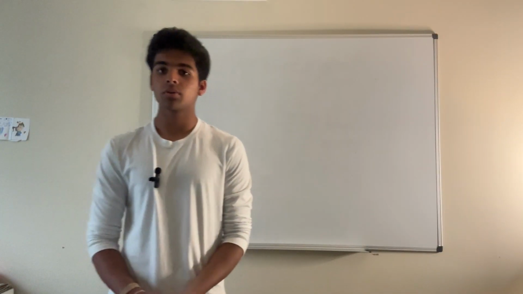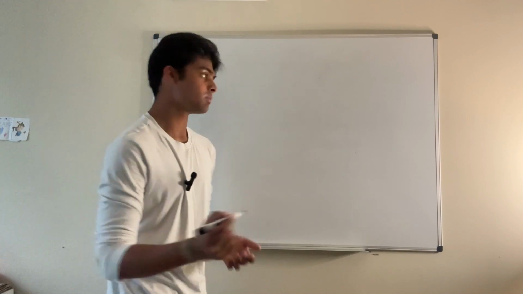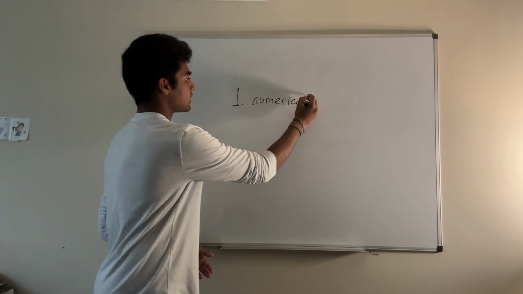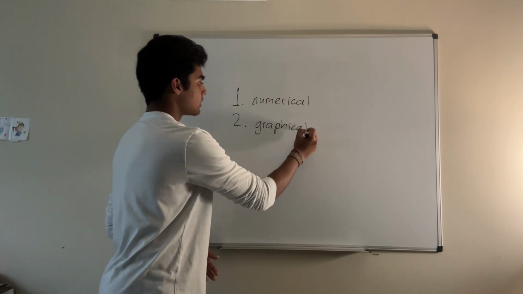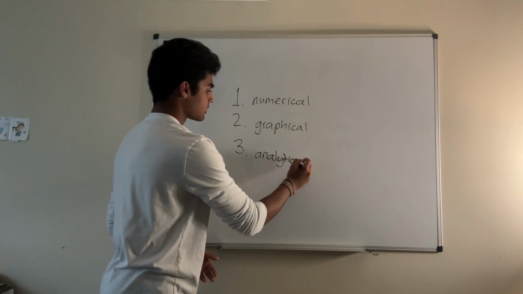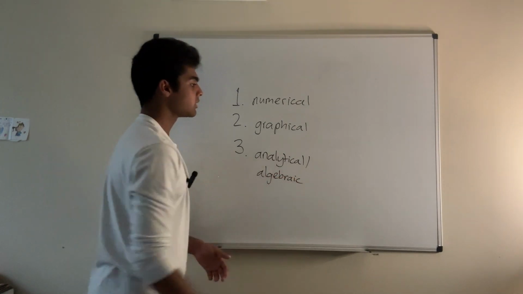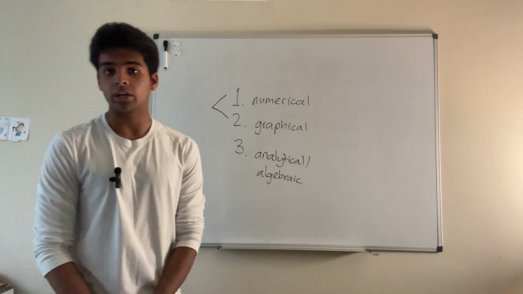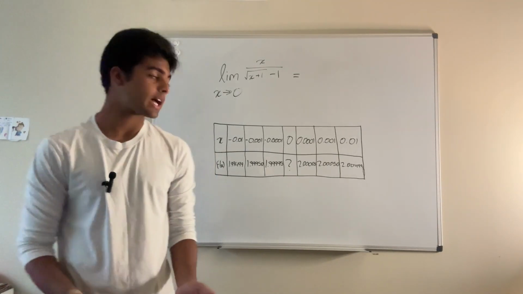Now in this video, we will be focusing on how to solve for a limit. There are three main ways to solve for a limit. The first is the numerical method. The second is the graphical method. And the third is the analytical or algebraic method. So in this video, we will only be covering these two methods because the analytical or algebraic method requires its own video.